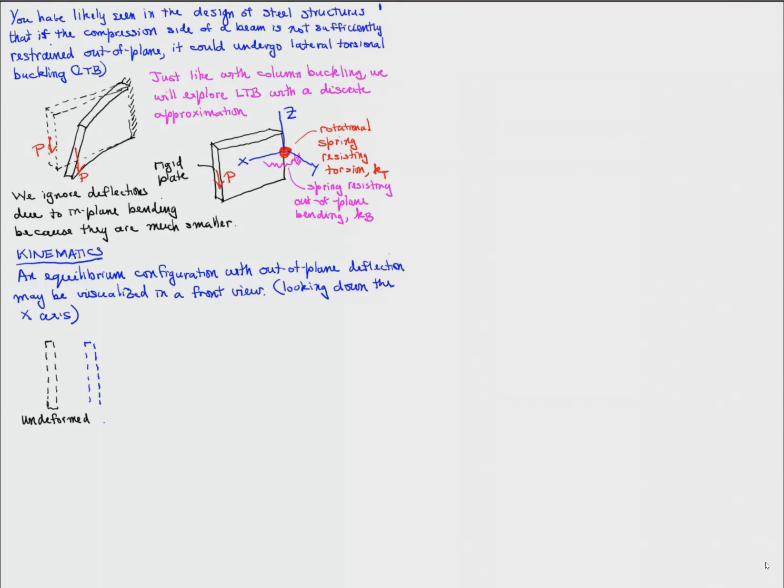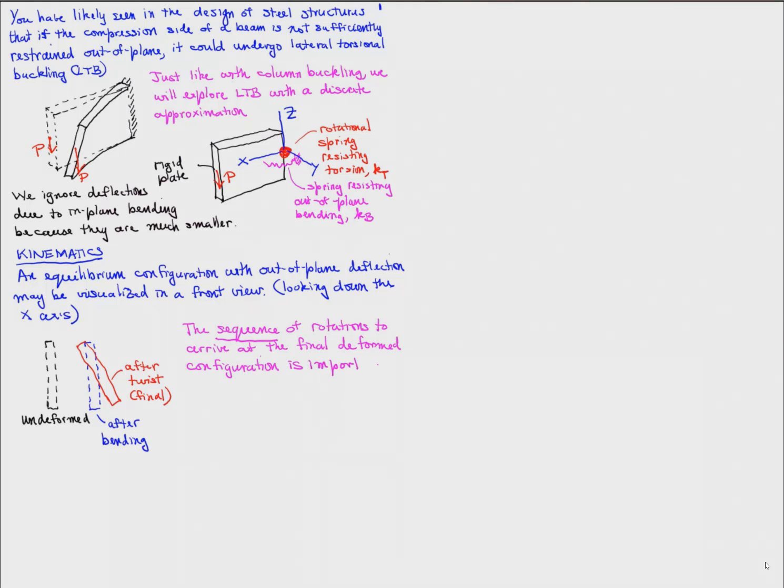So the undeformed position is like that. After out-of-plane bending, it becomes like that. And then after the twist, the final configuration looks like that. The sequence of rotations, first bending, then twist, is important because recall from one of the previous videos that rotations in 3D do not commute. So we have to be careful in what sequence we apply them.